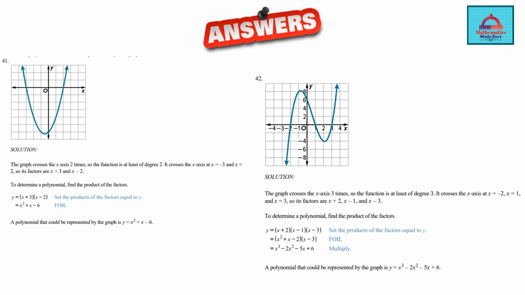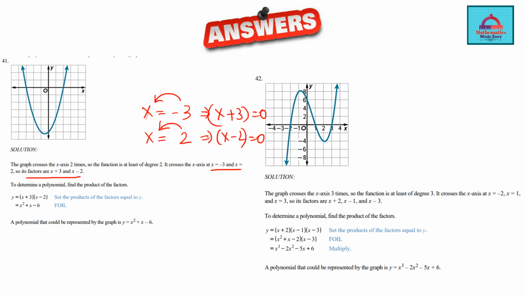So for this one, you had the factors, you had x equal to minus 3 and x equal to 2 as the solution. So if you want to move these two on the other side, it will become what? X plus 3 equal to 0 and x minus 2 equal to 0. So x plus 3 and x minus 2 are the two factors. So to determine the polynomial, just take the product of the factors. You multiply them using FOIL method and x square plus x minus 6 is the equation.